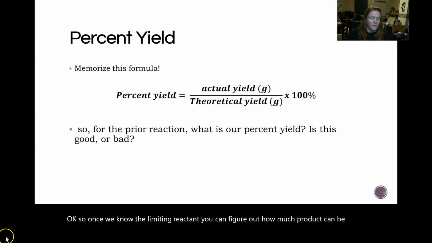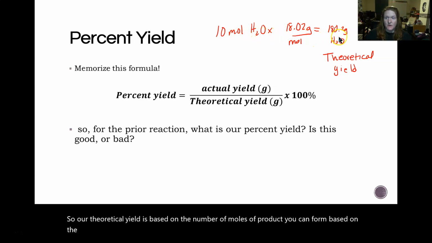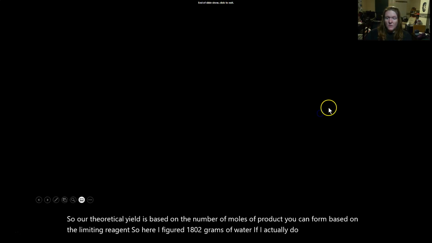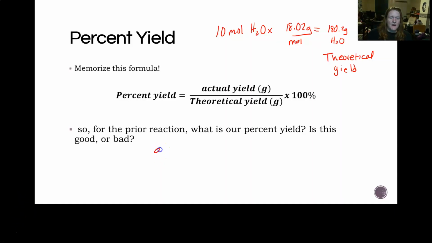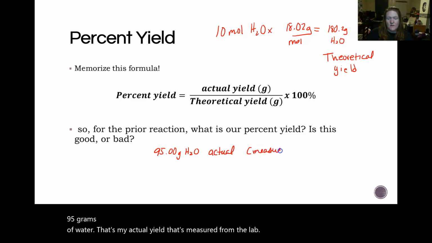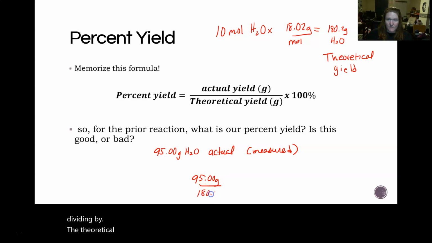So in our water example, I skipped a few slides, by the way. A theoretical yield is based on the number of moles of product you can form based on the limiting reagent. So here I figured 180.2 grams of water. If I actually do my experiment and I only weighed out say 95 grams of water, that's my actual yield, that's measured from the lab, then I can figure out how good my yield is by simply taking the 95 grams and dividing by the theoretical yield, so what I thought I was going to get.